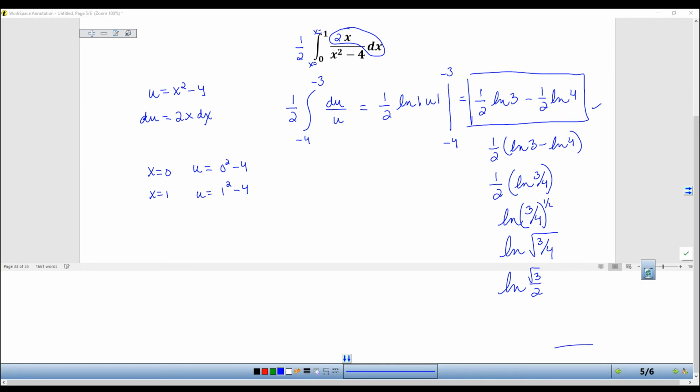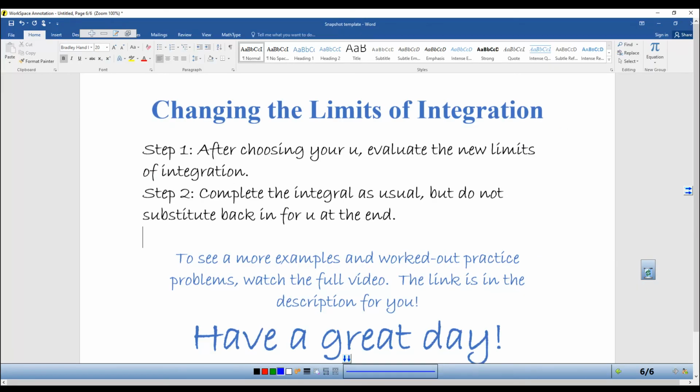So you can be thinking about that when you're doing a multiple choice test, that any of those answers could come up. So that's how you would change the limits of integration.